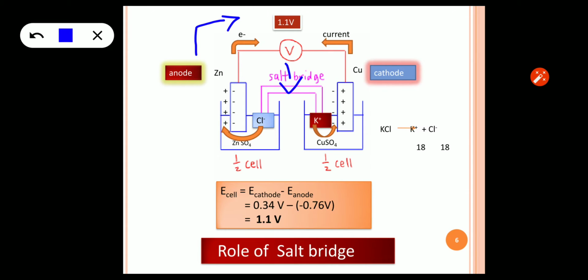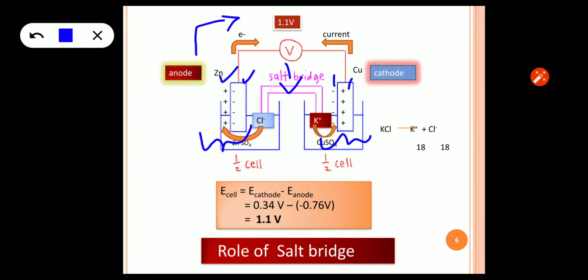When zinc is dipped in ZnSO4, as I told you before, zinc loses electrons and the metal acquires a negative charge, and this will attract the oppositely charged ions present in the solution. So there is development of a double layer. And in the case of copper, the Cu2+ ions will get deposited on the copper and the metal acquires a positive charge. This will attract the oppositely charged ions present in the solution. Again, there is formation of the double layer.